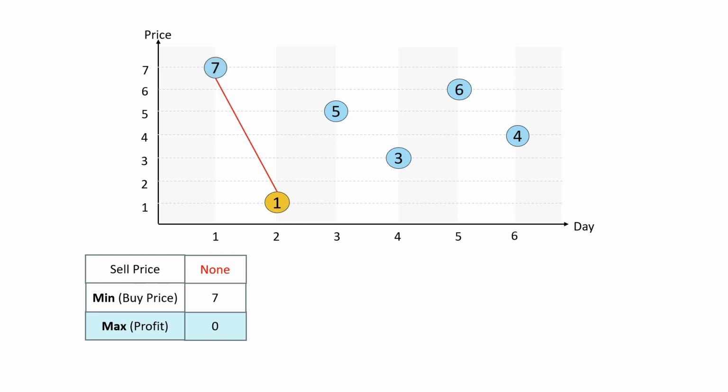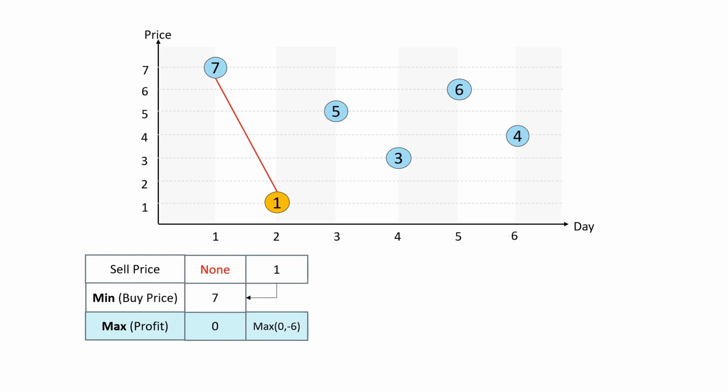On the second day, our stock price is 1. What is the maximum profit I can get by selling the stock on the second day? That would be my current stock price on the second day, which is 1, minus my minimum buying price possible till that day, which is 7. 1 minus 7 is minus 6. And by minus 6, we can note that there is a net loss in the profit. There is no profit going on. We are actually losing money instead of gaining money.